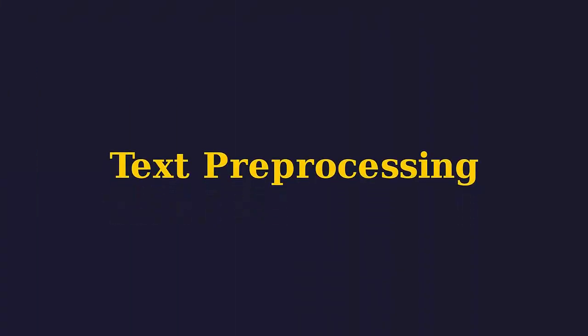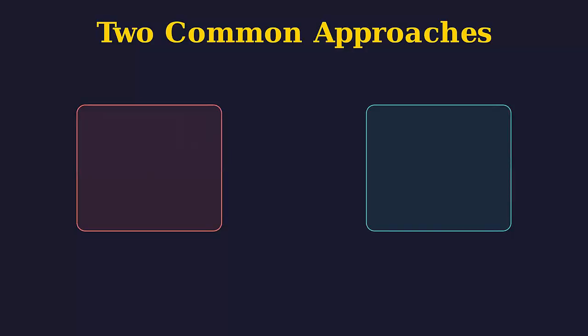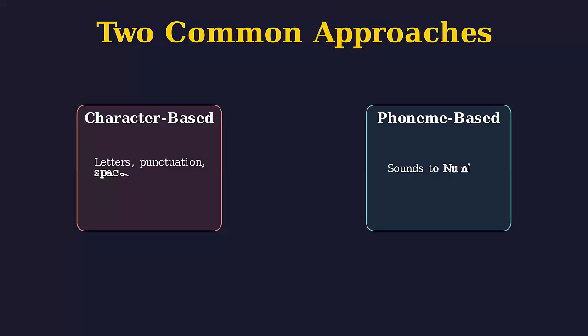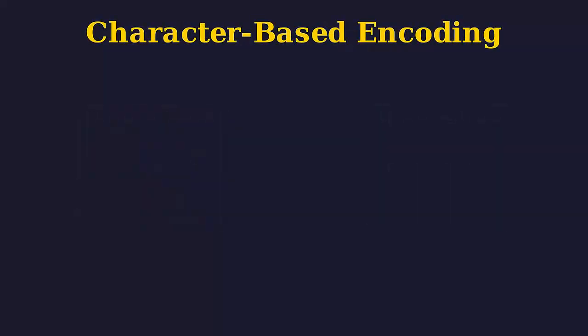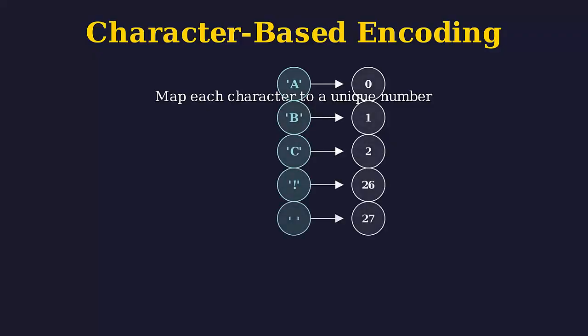Let's start with text preprocessing. The input text needs to be encoded into a sequence of symbols that the model can understand. There are two common approaches, character-based and phoneme-based. In character-based encoding, we map each letter, punctuation mark, or space to a unique number from a predefined symbol table, things like lowercase letters, spaces, and common punctuation. For example, the sentence, "Hello world. Text-to-speech" gets transformed into a list of indices, ignoring any unsupported characters.